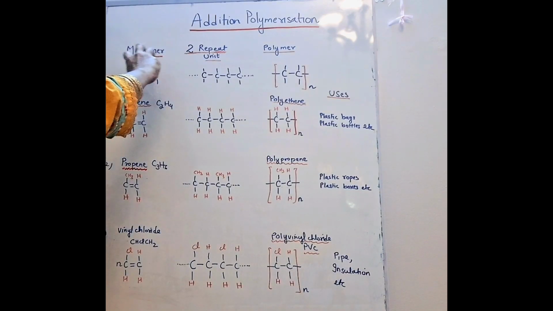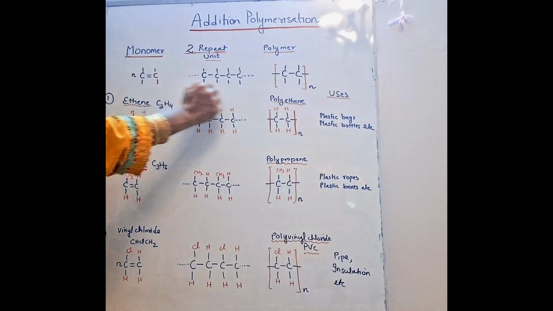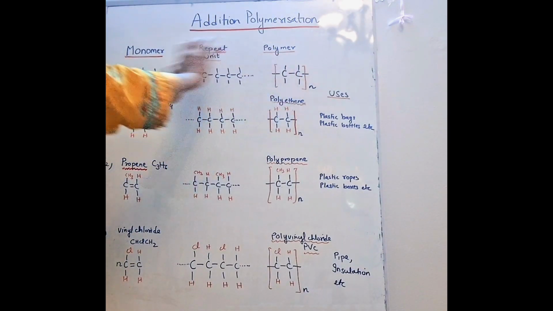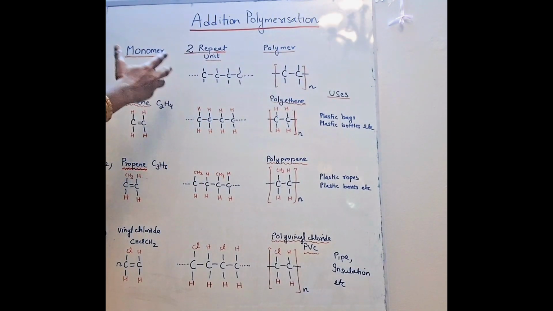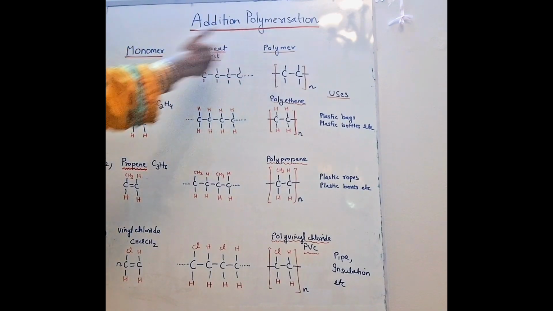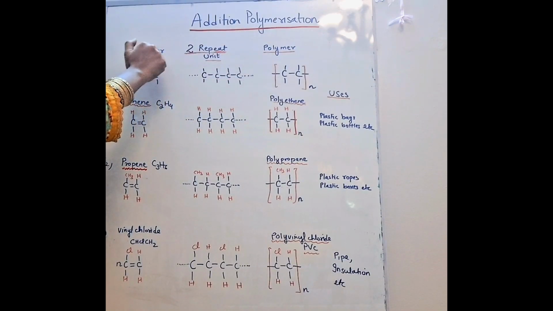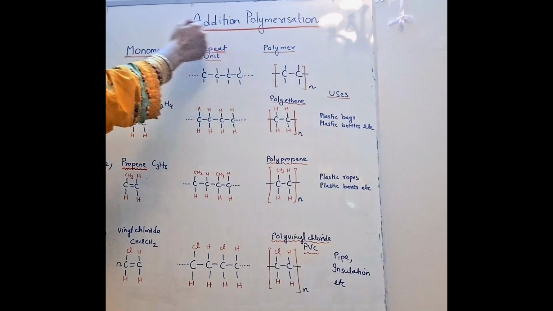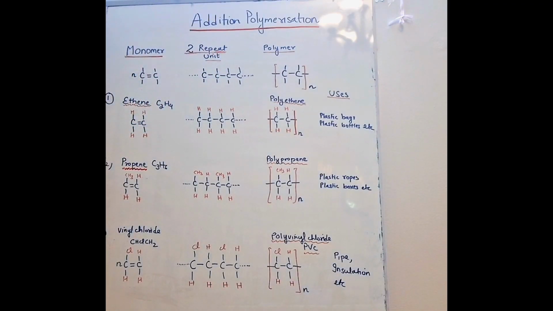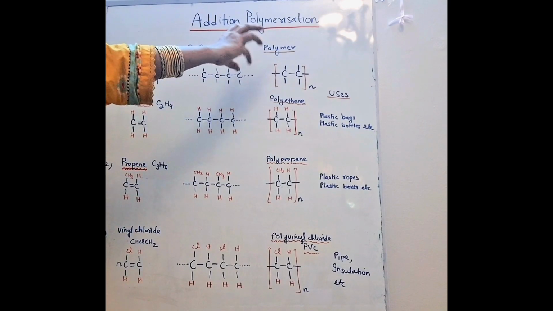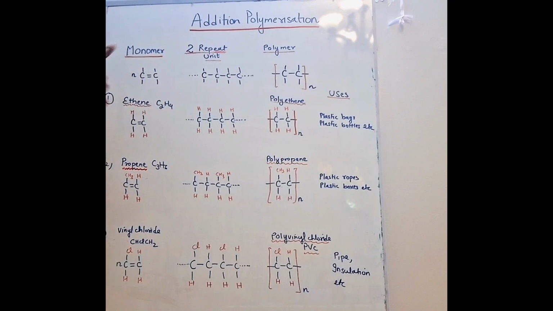If you understand this first part, how the monomer looks, how the repeat unit looks, and how the polymer looks, I gave a special name to this first part: skeletal. Skeleton of monomer, skeleton of repeat unit and skeleton of polymer. If you understand these, you can do any addition polymerization very nicely and very quickly. So just focus on this part.